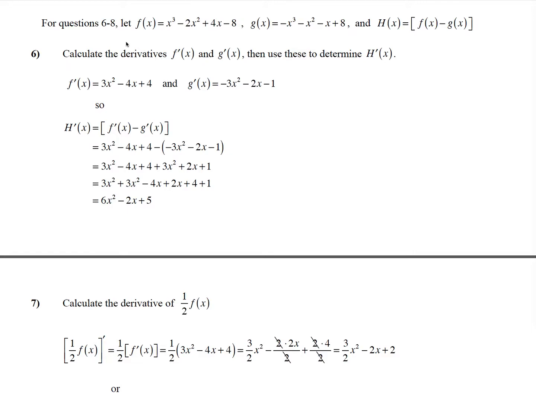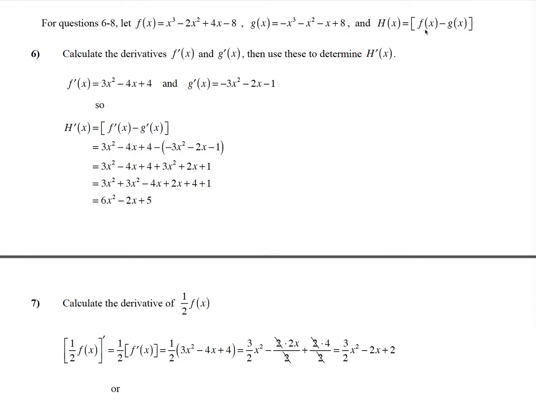So in questions 6, 7, and 8, I have defined f of x to be x cubed minus 2x squared plus 4x minus 8, and g of x to be negative x cubed minus x squared minus x plus 8, and capital H of x to be the difference between f of x and g of x. So you subtract g of x from f of x. Subtraction results are called differences. Question 6 asks you to calculate the derivatives f prime of x and g prime of x, and then use those to determine h prime of x.